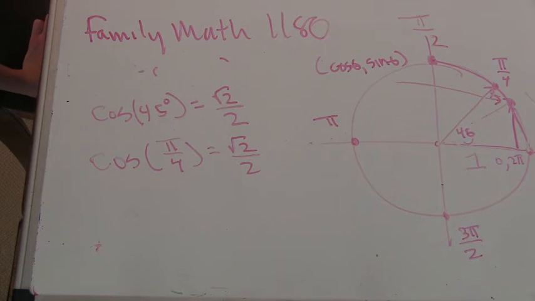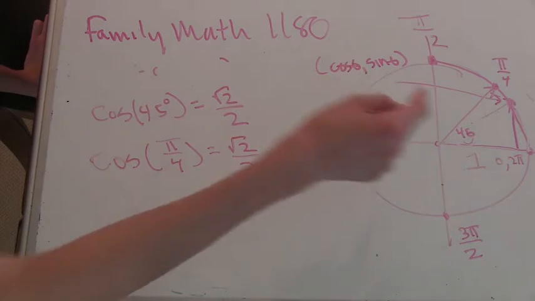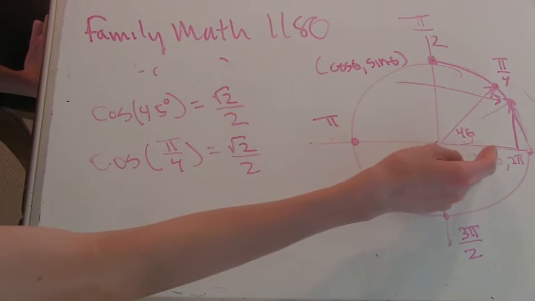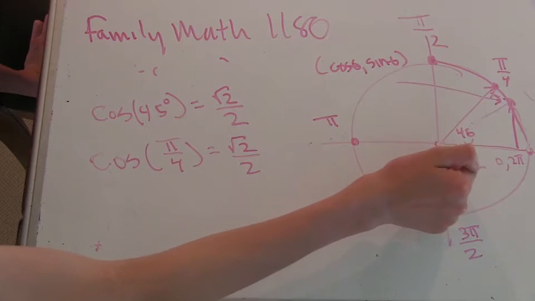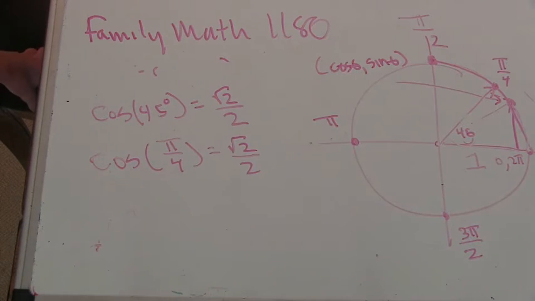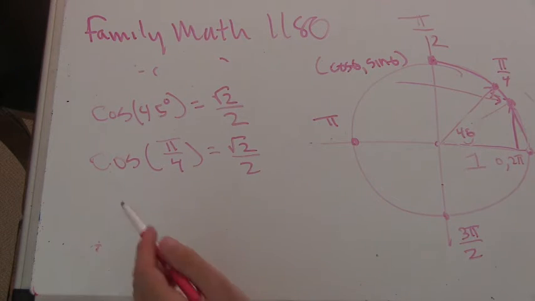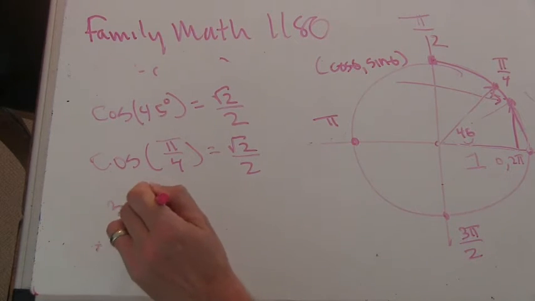Because, I guess, 45 would be halfway between 0 and 90, or it would just be an eighth of the way around the circle. Okay, which is good, pi over 4. All right, so now I'll give you a challenge. What does 30 degrees correspond to?